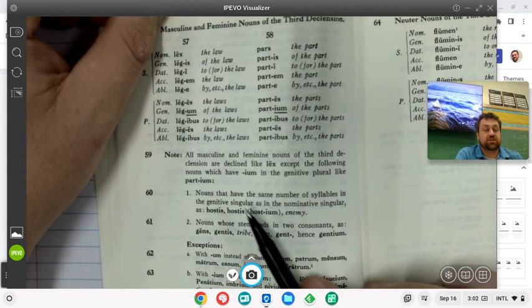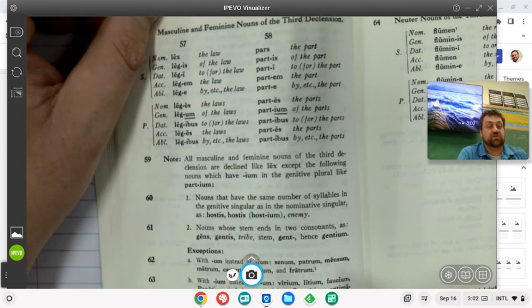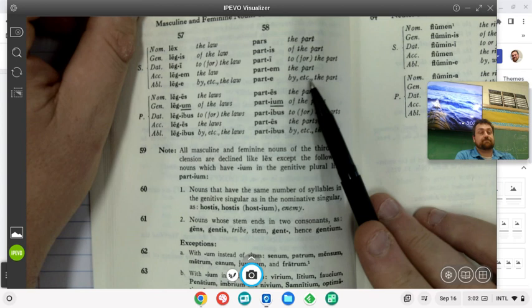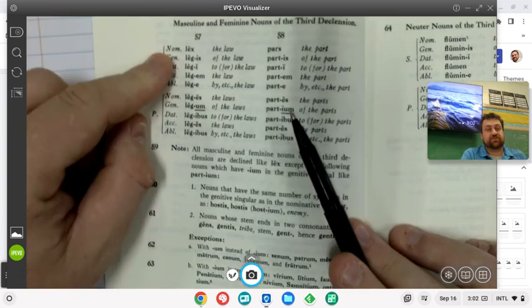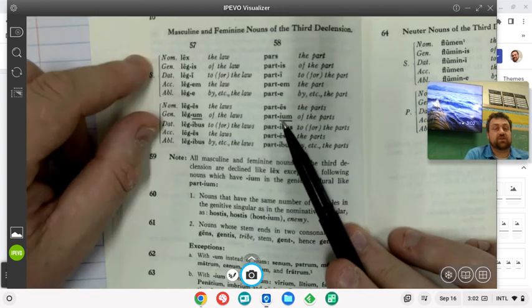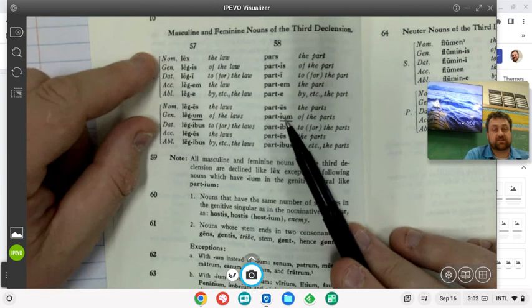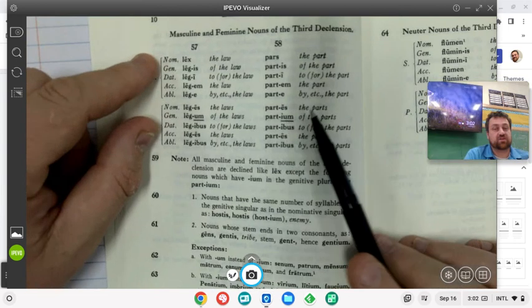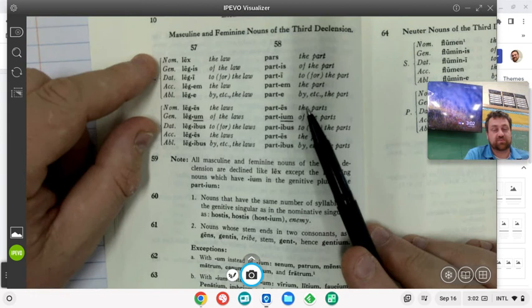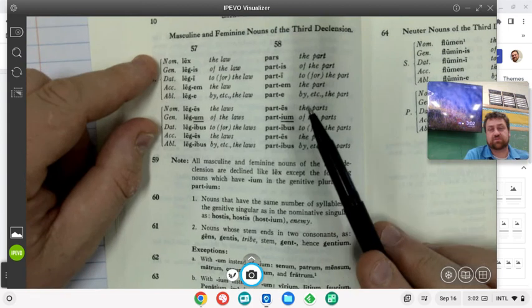And so these are the exceptions. Just know that most nouns are like this. If you're ever in doubt, decline it like lex, legis, like the song. These are not going to get their own song because most nouns are like this. So just a few exceptions aren't going to get a song for you to remember them.